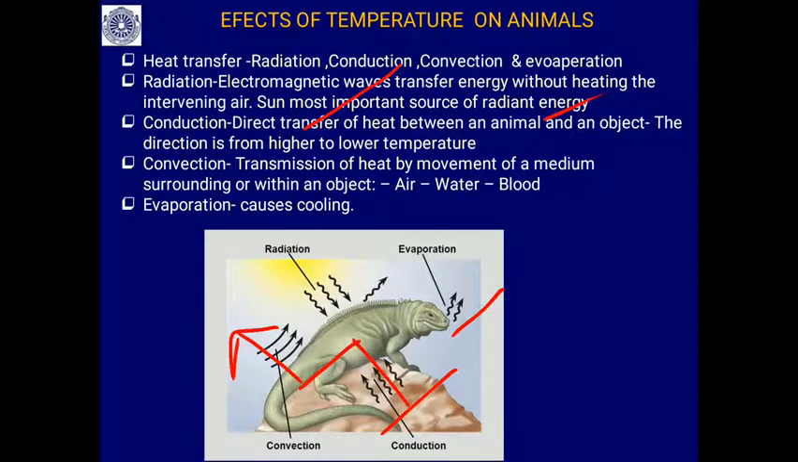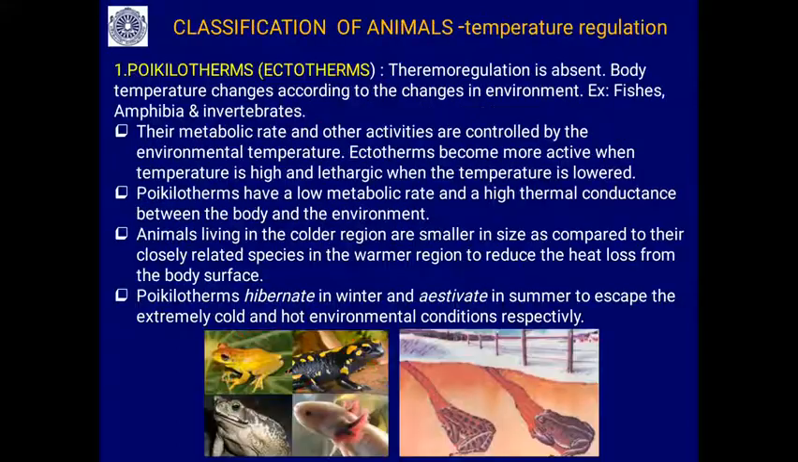So this is called convection. Evaporation is what causes the cooling process. You can see the heat gets evaporated from the body when there is a cooler environment. So this is the physics of heat transfer with respect to the animal.